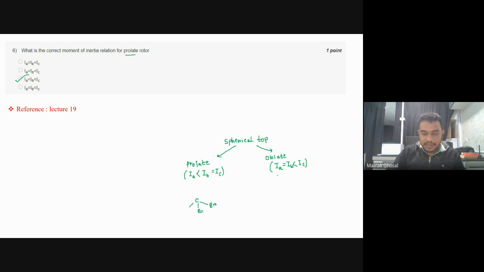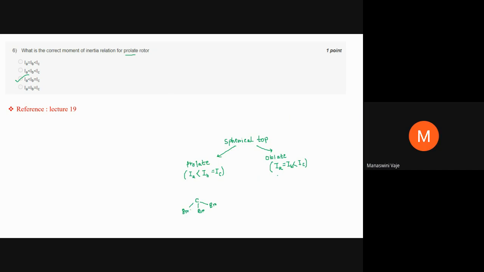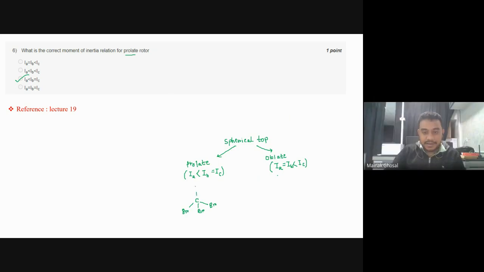Do you know what is the name of this compound? Bromoform, exactly. Just like chloroform, this is bromoform. And then the other side, I am taking the example of an oblate molecule. This would be the opposite one.